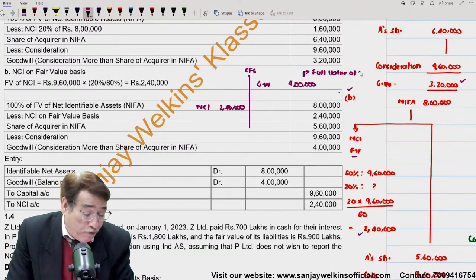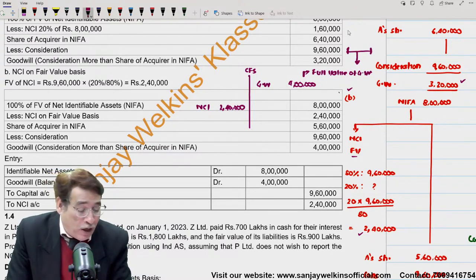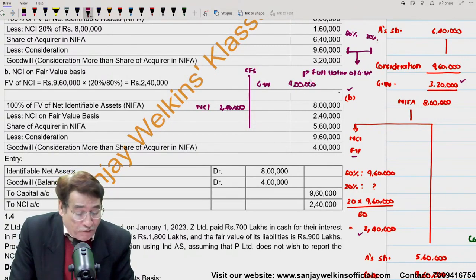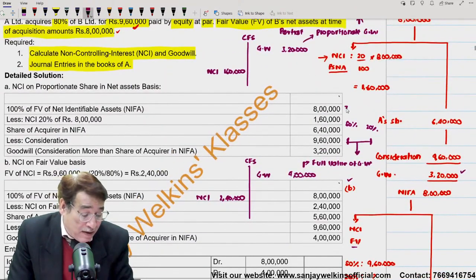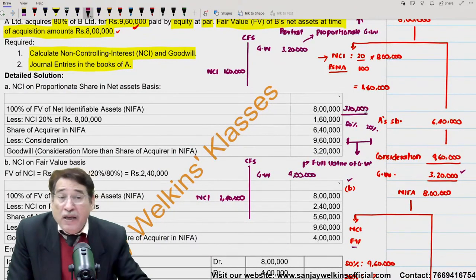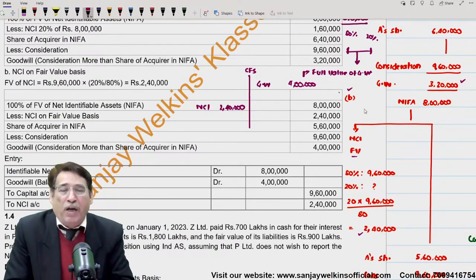When we say full value of goodwill, indirectly we are saying that in this goodwill, both the parties have some stakes. Who are the parties? One, the acquirer having 80% stake, and the NCI having 20% stake. Now, if I take 80% of 4 lakh, you can see the share of the acquirer is still 3,20,000. Are you getting my point or not?